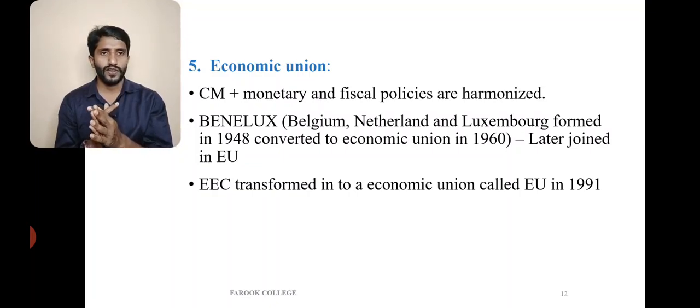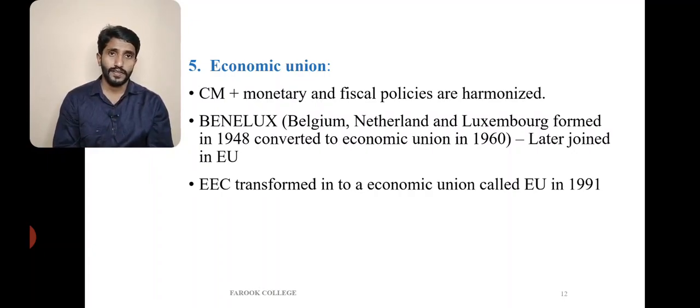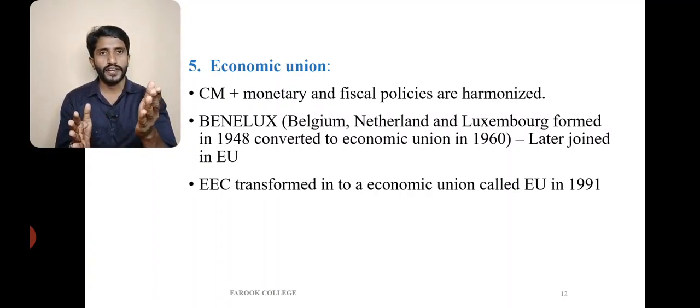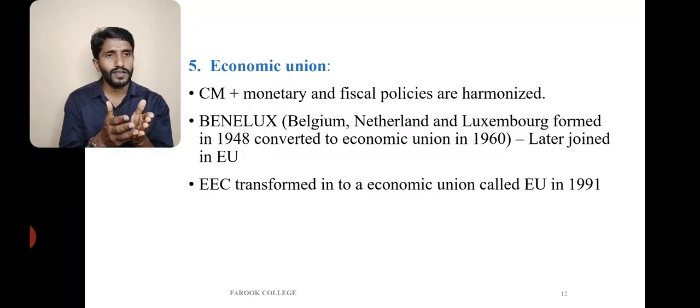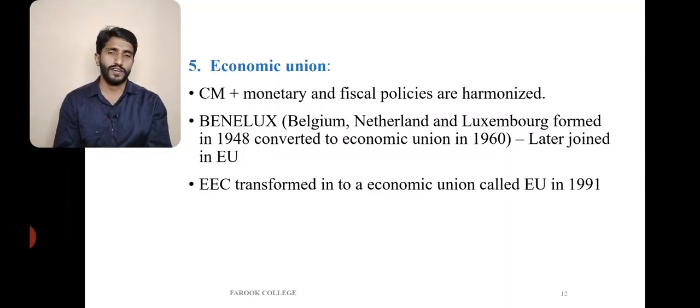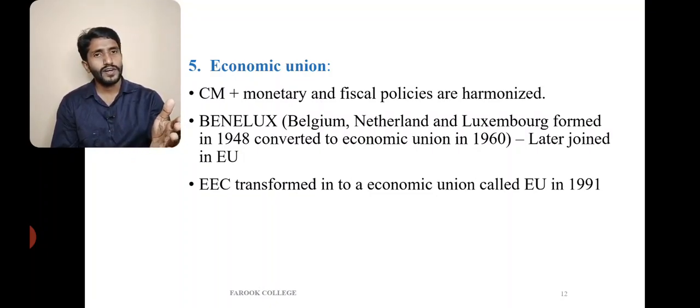There are a few examples of economic union. Firstly, BENELUX: Belgium, Netherlands, Luxembourg formed an association in 1948, and it was converted into an economic union in 1960. But later on, it joined the European Union. So this is an example of economic union. And also the European Economic Community transformed into an economic union called the European Union in 1991. So from 1991 onwards, the European Union also became an economic union, we can say. Or exactly we can say after the 2000s, when they introduced the euro currency, they completely became an economic union.